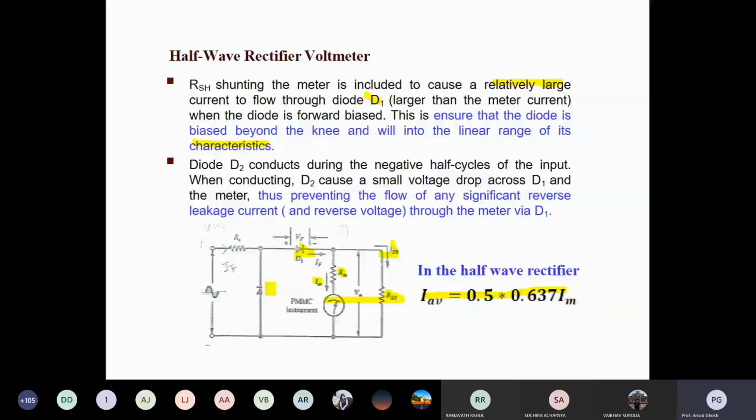So D2 causes a small voltage drop, D1 and the meter, thus preventing the flow of any significant reverse leakage current, that means in reverse voltage, through the meter via D1. So any leakage current that will be there may flow through the diode D1. Okay.